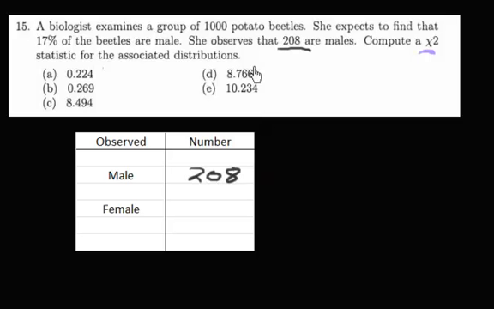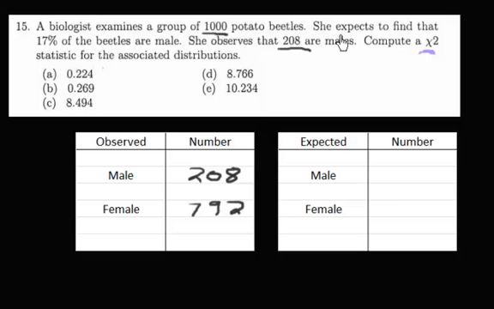And then that would mean, because we examined 1,000 beetles, and if 208 of them are males, 792 have to be female. Okay, so that's our observed table. Let's set up the expected table.